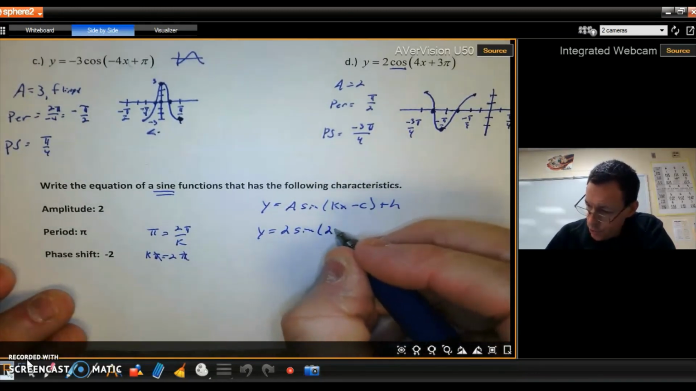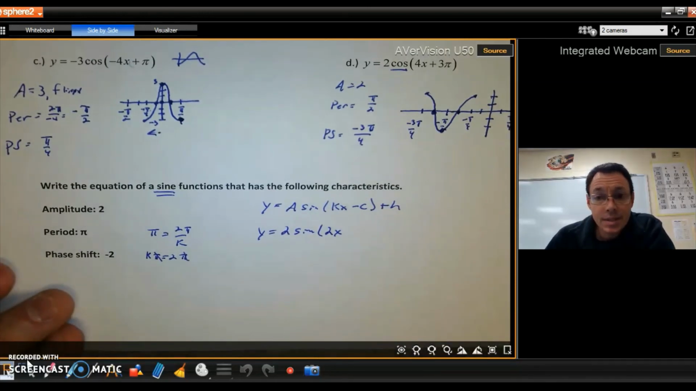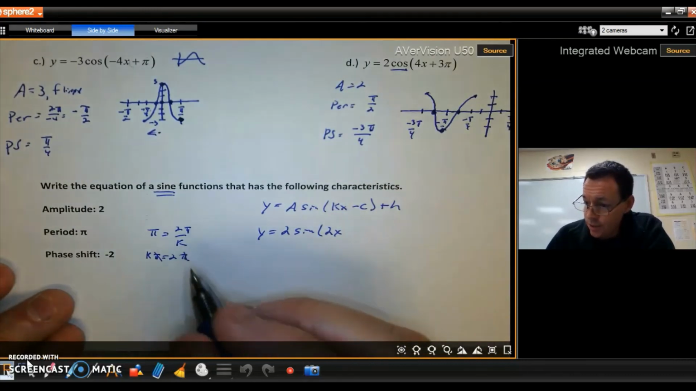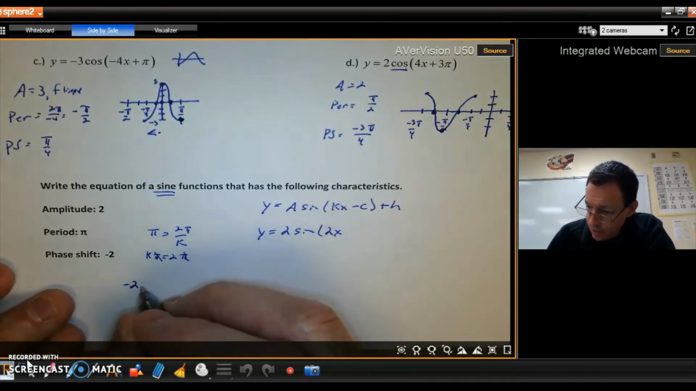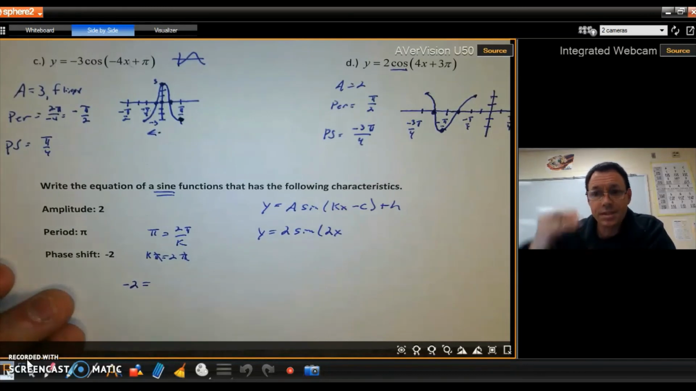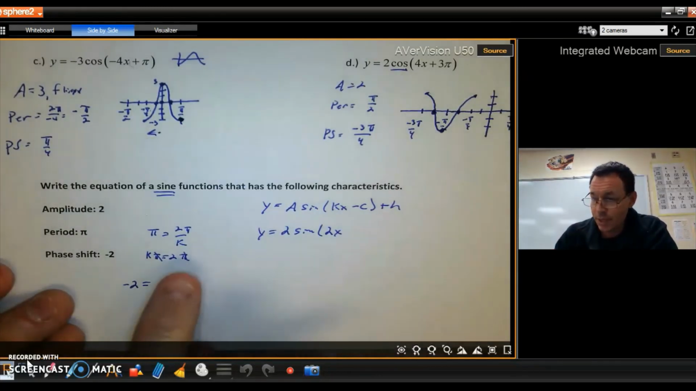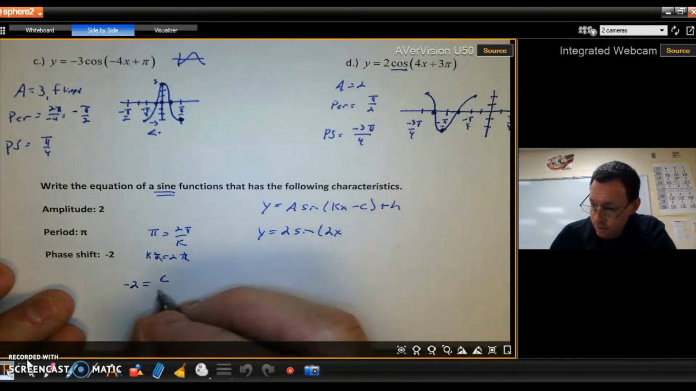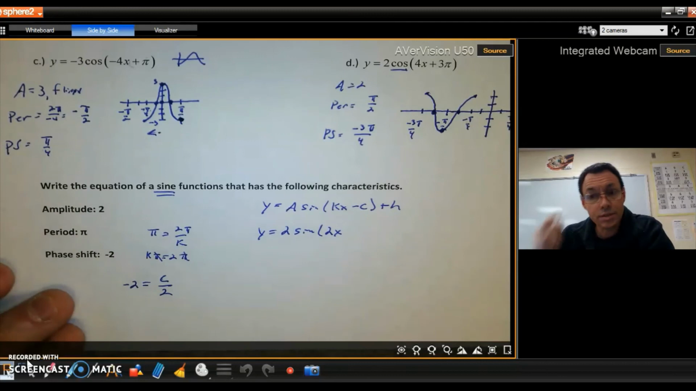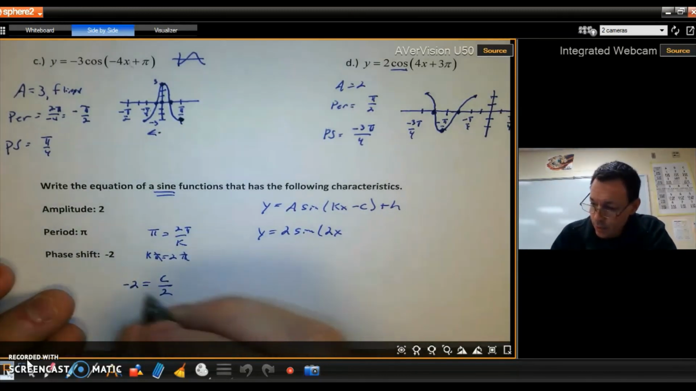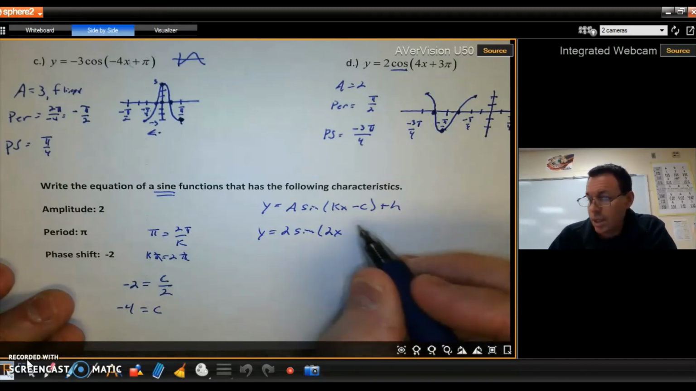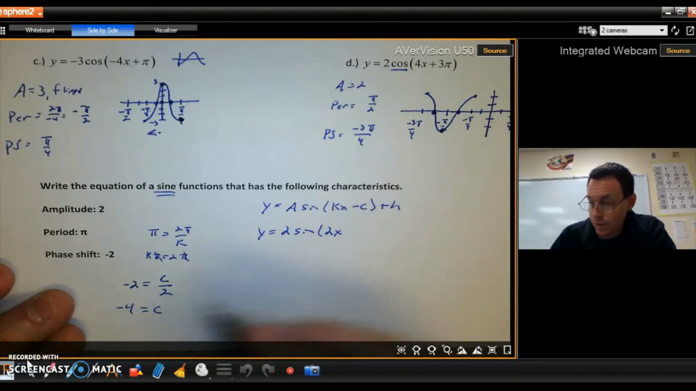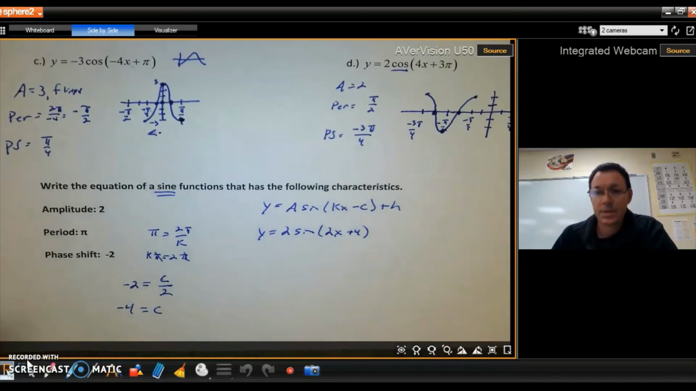All right, 2x. Now I just got to figure out what my c value is. Now remember, the formula for phase shift, which in this case is a negative 2, is itself a formula. It's c over k. But I know k. I found that in the last step. So c, the thing that I don't know, over k, which I do know. It's 2. And a simple little cross multiplying gives me a negative 4. So there you go. Minus negative 4. So plus 4. And that's the formula.